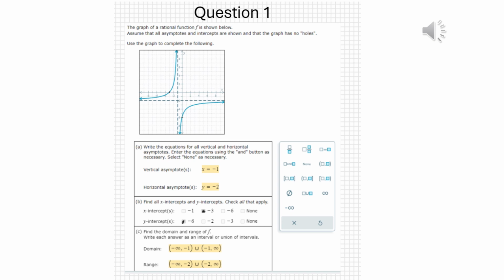Domain is all real numbers except the restriction. The restriction is at the asymptote, which is -1. So it is from -infinity to -1, union -1 to infinity. However, the range is exactly the same, but on the y-axis. Then you take care of the horizontal asymptote because the curve approaches but never touches -2. So from -infinity to -2, union -2 to infinity.